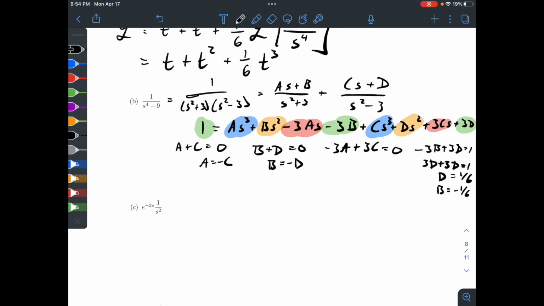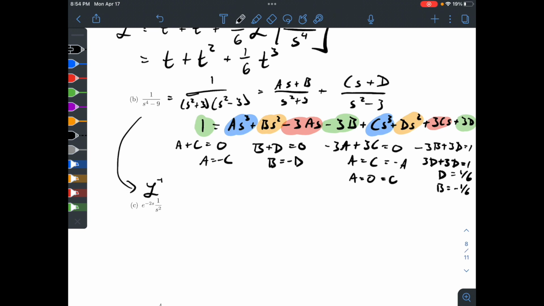This tells us that a is equal to negative c, so c is equal to negative a, so that tells us that a is equal to 0, and so is c. So a and c are both equal to 0. If any number is equal to the negative of itself, if you had 5 is equal to negative 5, that doesn't make sense. The only way that can work is for that number to equal 0.